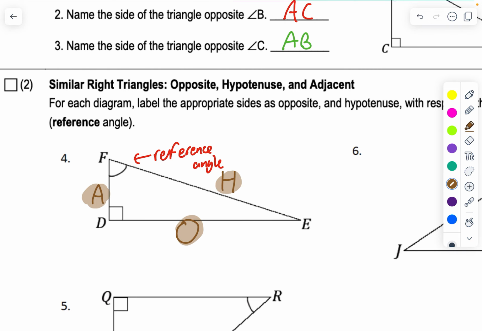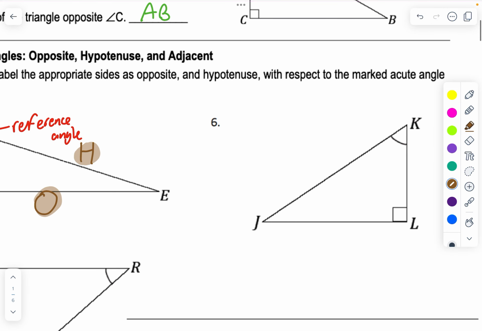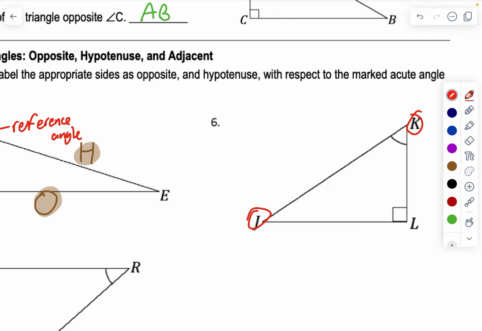Might be a good idea to start with the hypotenuse first. Hypotenuse is never going to change. Opposite and adjacent always depend on what angle we're using for the reference angle, whether it's angle K or angle J. We'll almost never use the right angle for the reference angle. So, start with the hypotenuse right over here on this triangle. Hypotenuse right over here. And if angle K is the reference angle, this side is opposite, that side is adjacent.